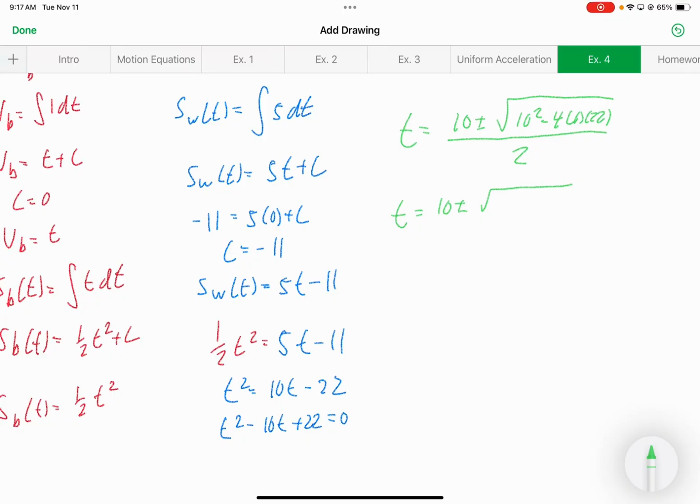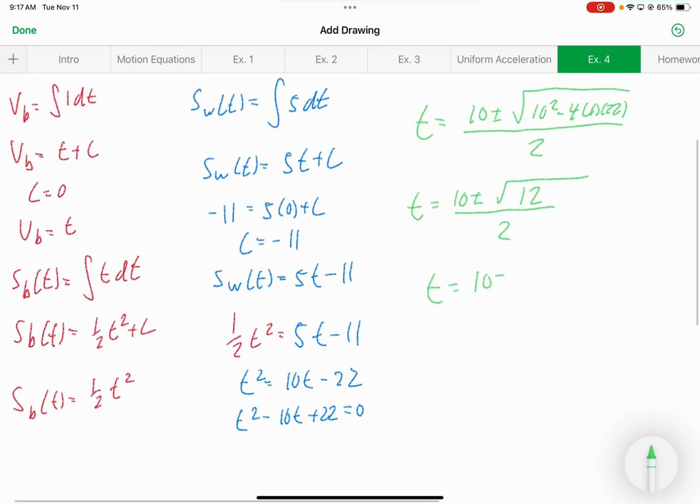All right, 100 minus 88. 12 over 2. Okay, at least they gave us a nice number. All right, square root of 12 breaks down to what? Good. And then we can divide our values by 2. So then I get 5 plus or minus square root of 3. I get 2 answers there.